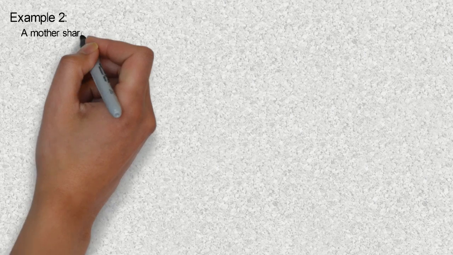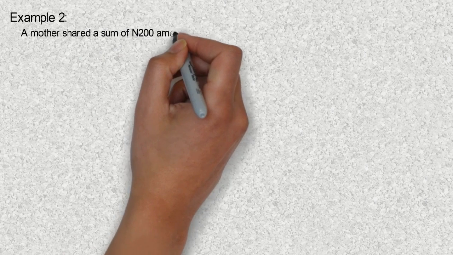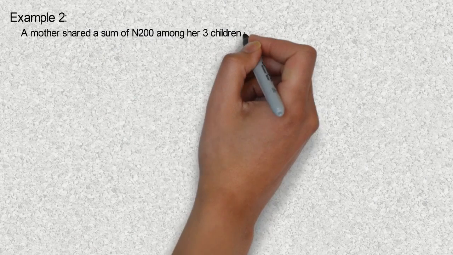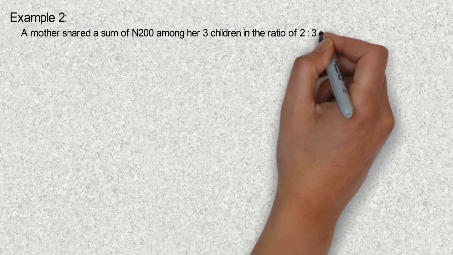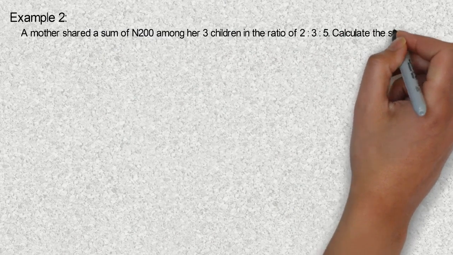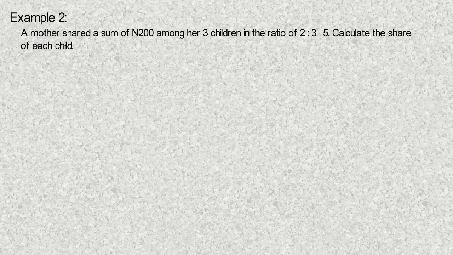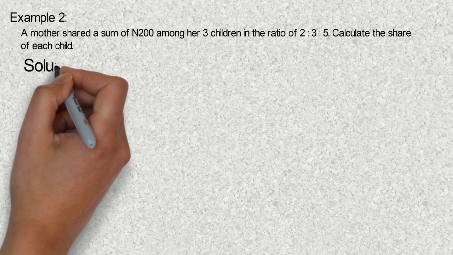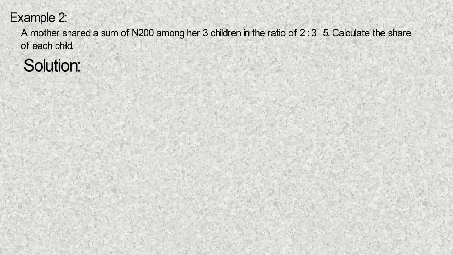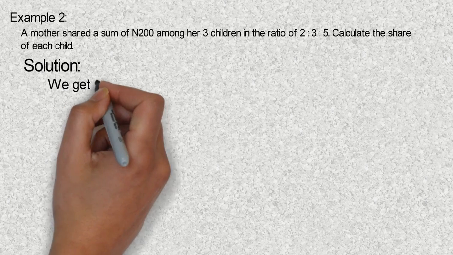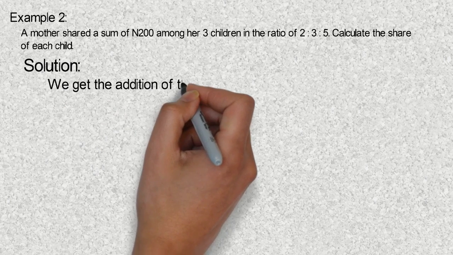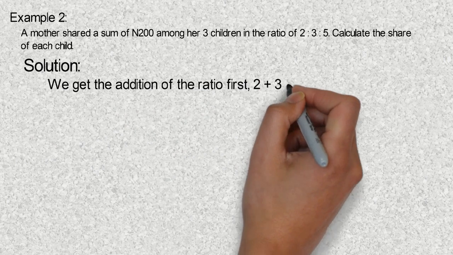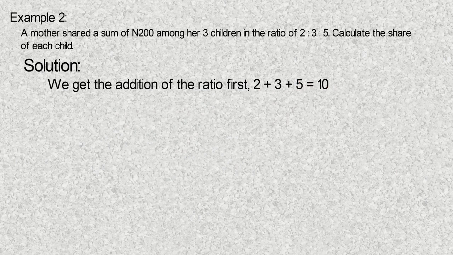Let's look at another example for you to be able to grab it. Example 2 says, a mother shared a sum of 200 naira among her 3 children in the ratio 2 to 3 to 5 respectively. Calculate the share of each child. So how do we do this? We have to get the amount of share of each child in 200 naira. So what do we do first?